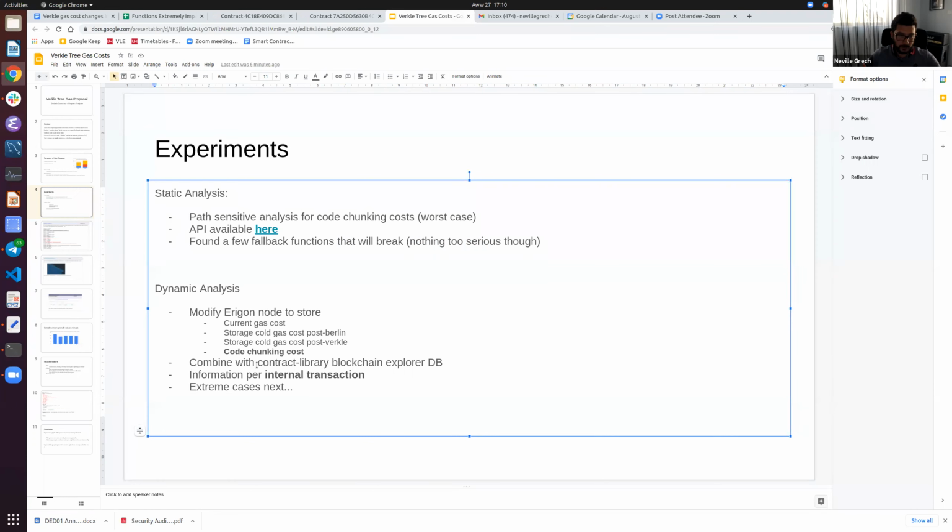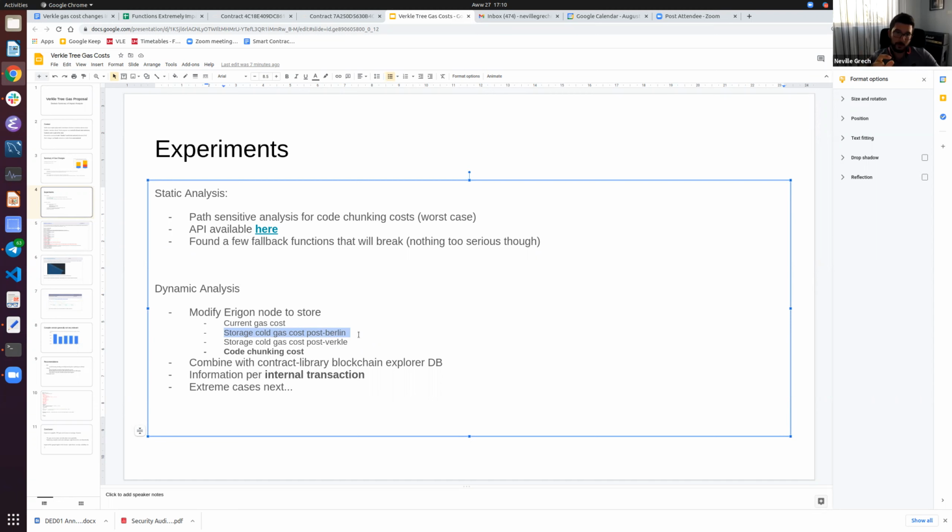But it was more interesting then to carry out a dynamic analysis where we modified an Erigon node to store not only the current gas cost per internal transaction, but two different things. So you've got the storage call gas cost for the post-Berlin semantics, right? So we've got those access lists that have been proposed for EIP 2929.